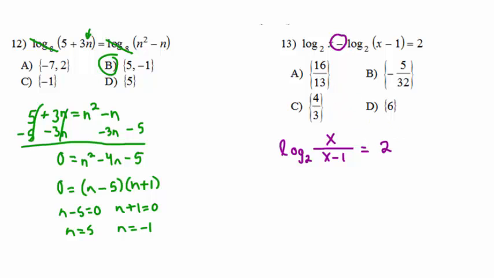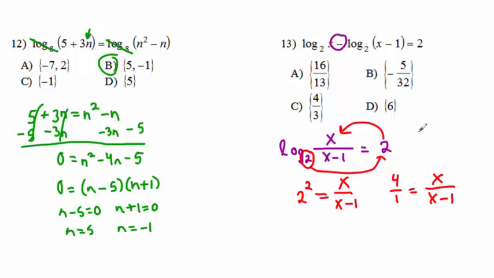So now that I have a single logarithm, I can rearrange this as 2 to the 2 equals x over x minus 1. The way I solve this is I would write 2 squared as 4 over 1, and then cross multiply.